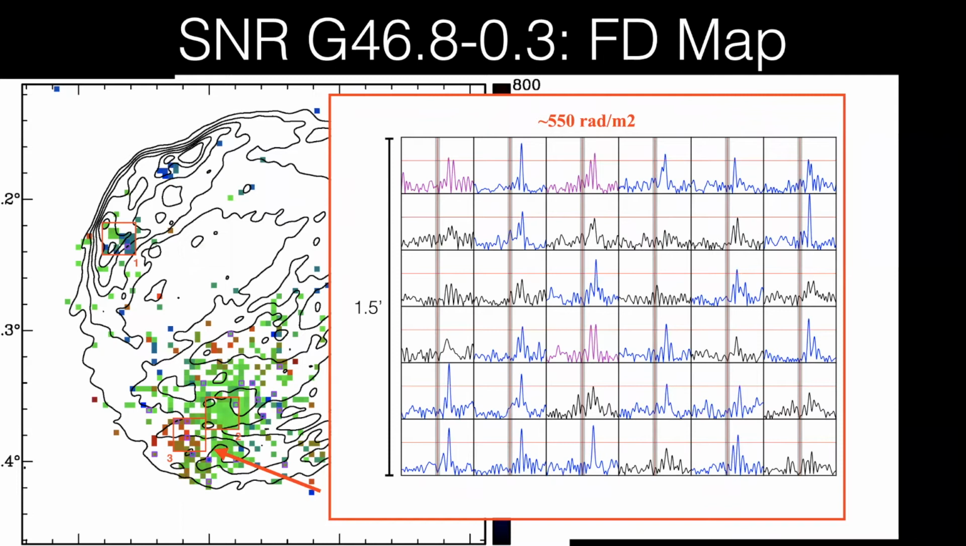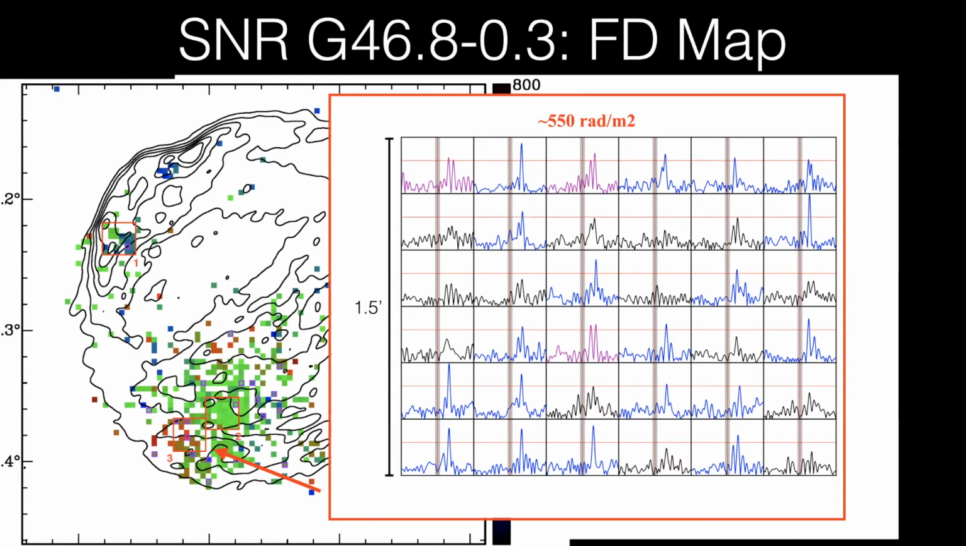Here I show a Faraday depth grid plot for the subregions within the red box indicated on the left, where the black spectra are for subregions that do not pass our detection criteria. The blue spectra indicate a single detection, and the purple spectra indicate subregions where two-component Faraday rotation is observed.